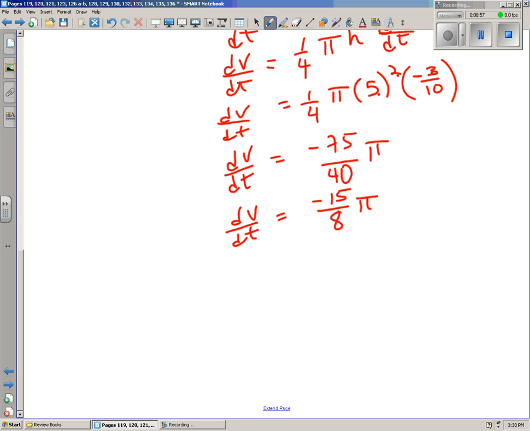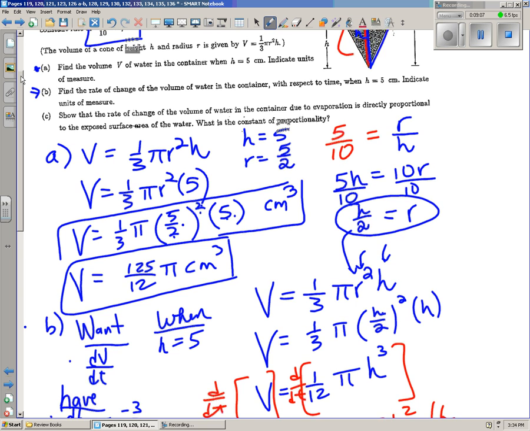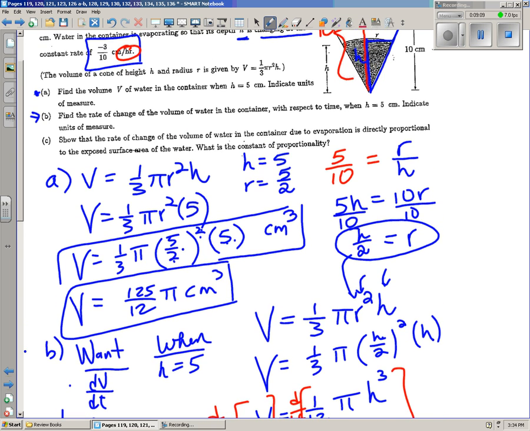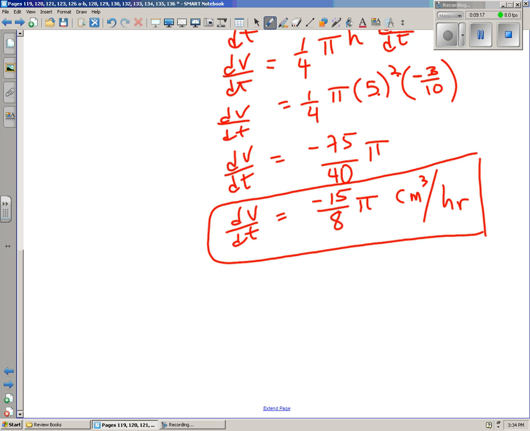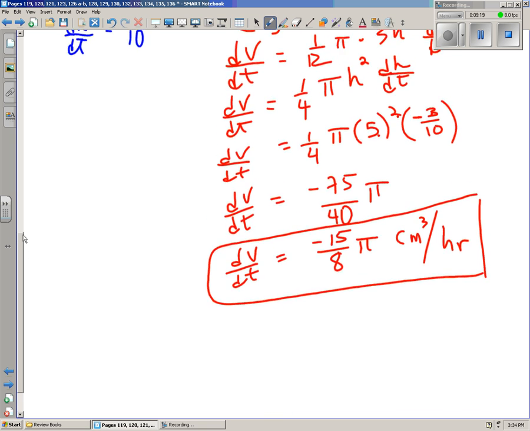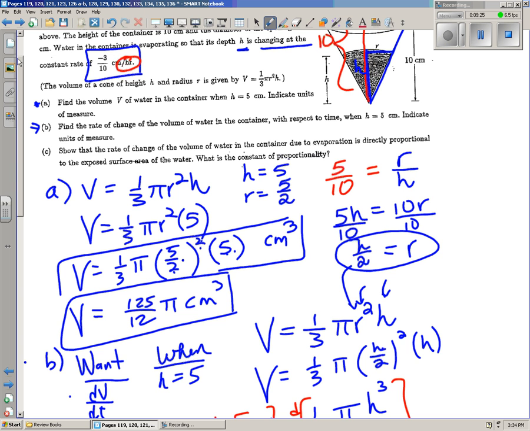And we're doing dV over dt, so volume is measured in centimeters cubed. Time is being measured, if I remember correctly, in hours. Here's our rate that they gave us. That'll give us the time. Again, be mindful. Indicate units of measure. What happens is if you mess up the units of measure, you'll lose a point on the whole problem. So don't do that.